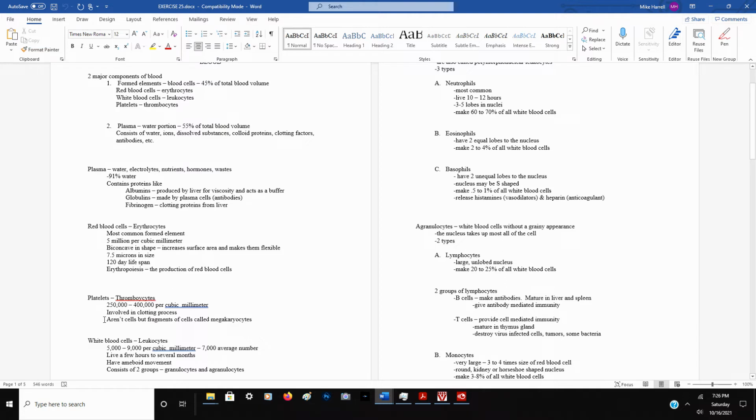Platelets also, remember, aren't even cells. There are these very big cells in the bone marrow called megakaryocytes, and the edges of those cells pinch off a little at a time, and that's where platelets come from. So they're just cell fragments.